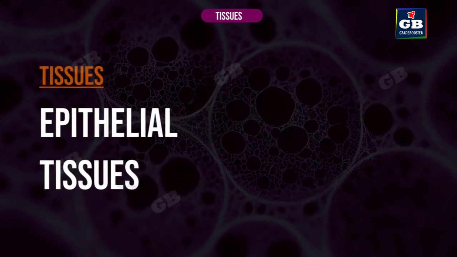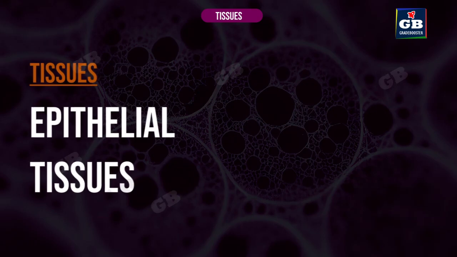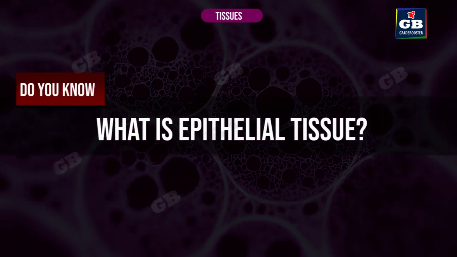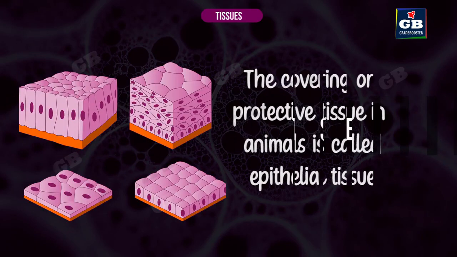Epithelial tissue. Now, let us learn about epithelial tissue. What is epithelial tissue? The covering or protective tissue in animals is called epithelial tissue.